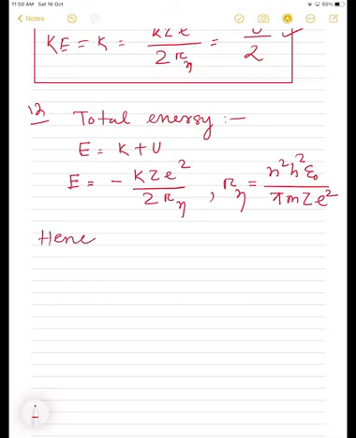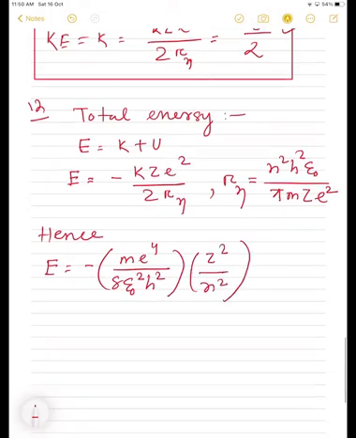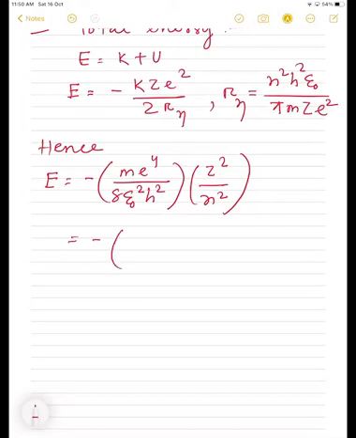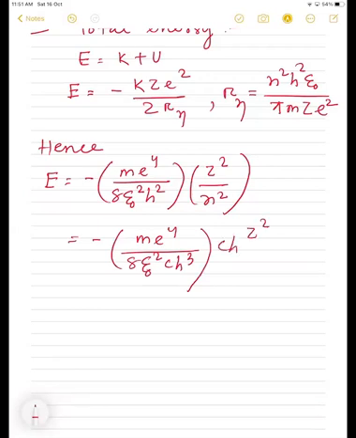So hence students, you can put the value of Rn here and you can get E equal to how much? Minus m e to the power 4 divided by 8 epsilon naught square h square, whole into Z square by n square, correct? And let's solve it a bit. That is minus m e to the power 4 divided by 8 epsilon naught square c h cubed, velocity of light, Planck's constant, into Z square by n square.